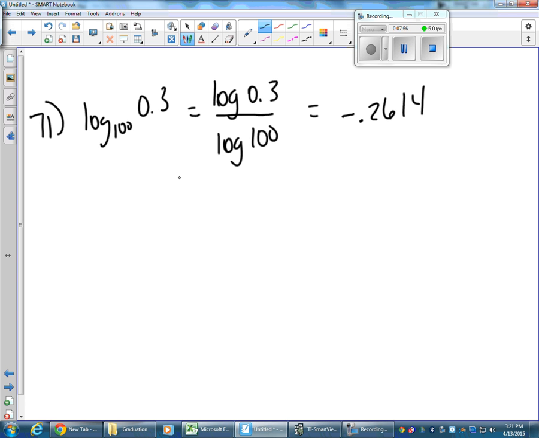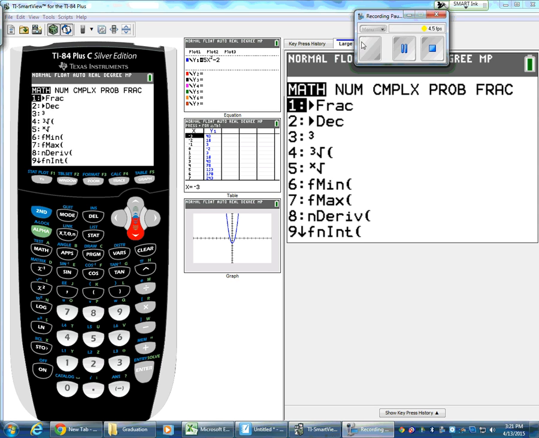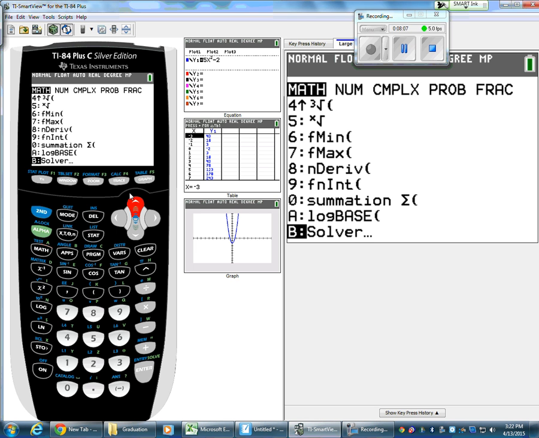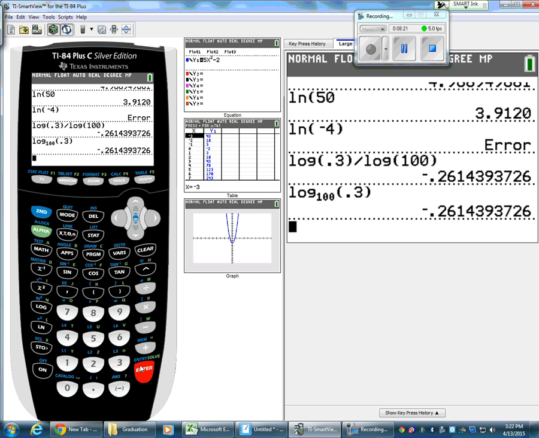Now, obviously I've rounded. You can also, on these problems, use a log base key. If you go to the math menu on your calculator, and it's probably easier to go up than down, if you choose log base, then you can also find your answer that way. The base is 100, you're finding the log of 0.3, and we get the same answer either way.